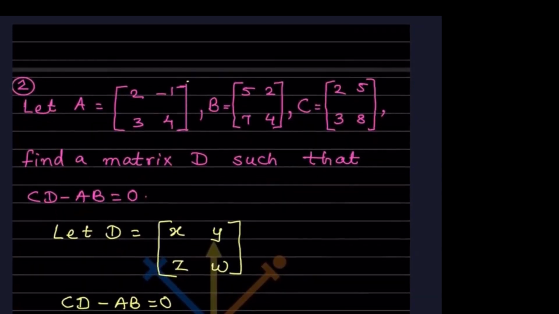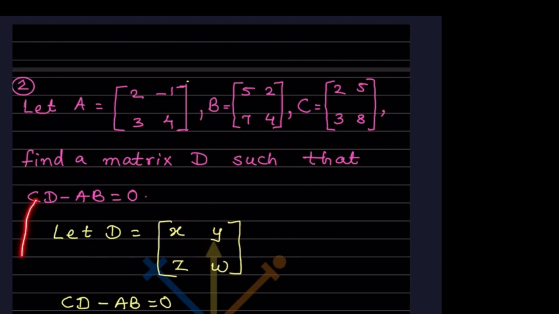The next one, this is the question given, and we have to find out CD minus AB is equal to 0. So now the first thing we have to do: we know A, B and C, but we don't know D. So let us take, you can put any variable over here. I just put x, y, z and w. Let us take this D as x, y, z and w.